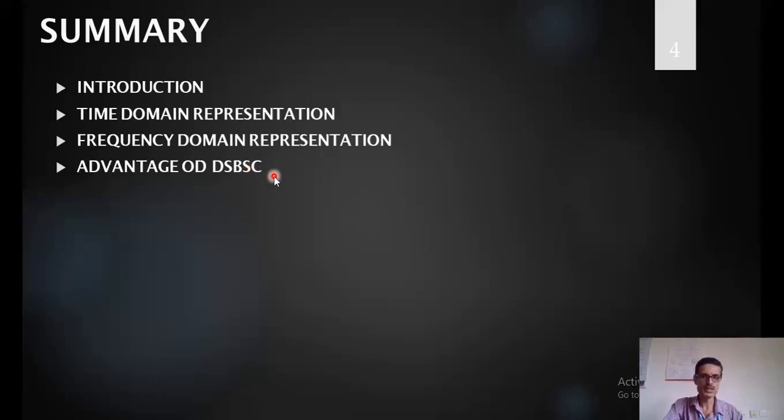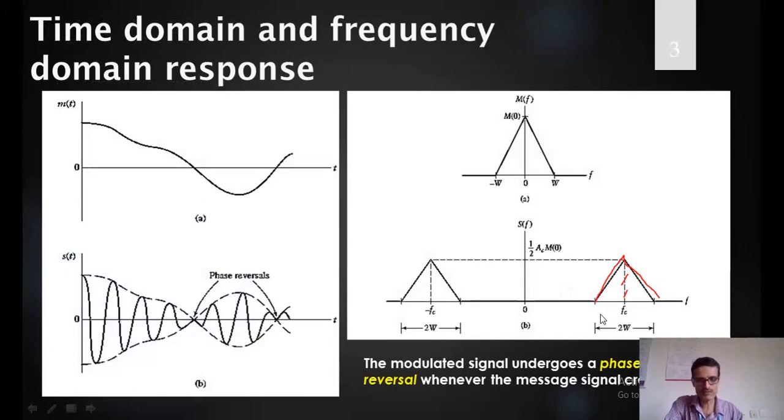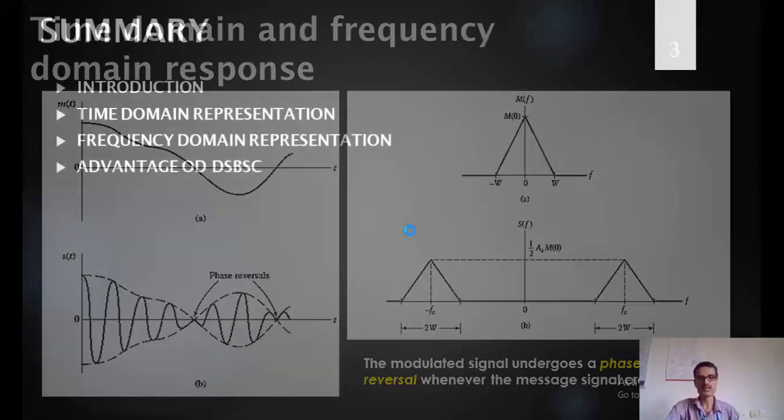But in terms of bandwidth, we are not going to save anything because we have to transmit the two sidebands, that is the lower sideband and the upper sideband. So here the bandwidth is still 2W hertz, the same as double sideband full carrier.